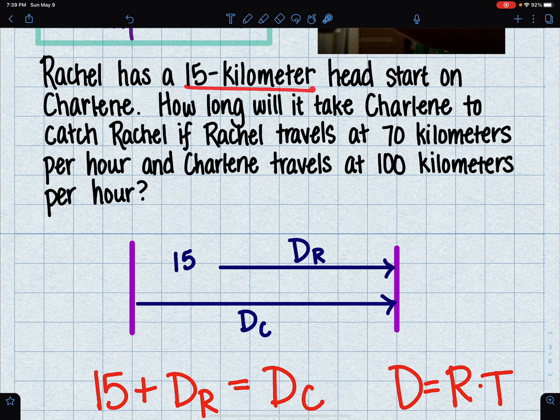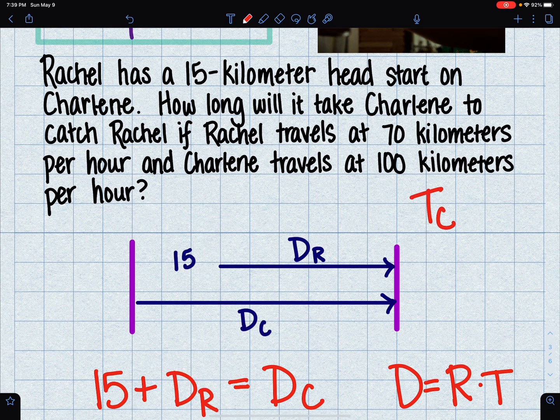Rachel has a 15-kilometer head start. How long will it take? So we're looking for a time. How long will it take Charlene? So we're looking for the time of Charlene. That's the question mark.